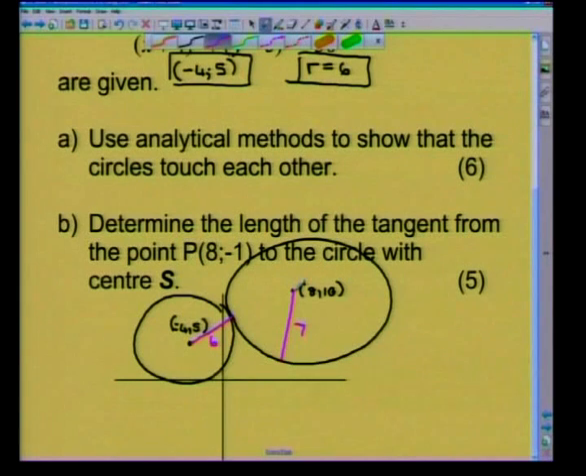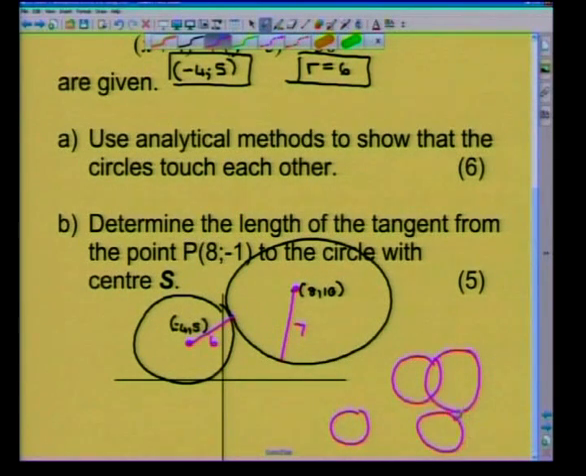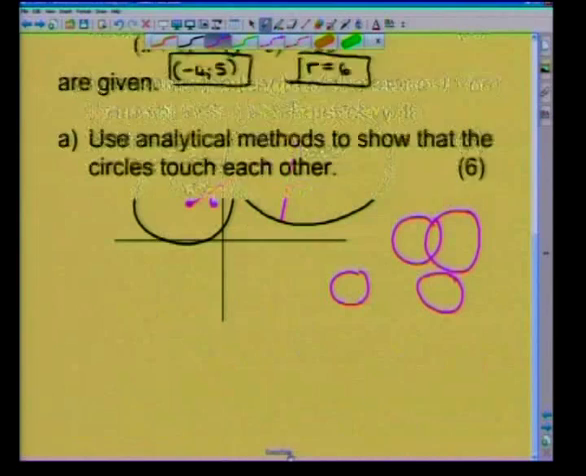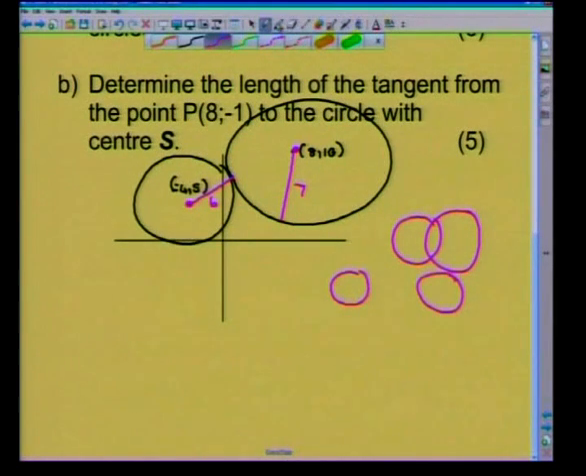Now, if I can show that the distance between these 2 points give me 13, then in actual fact these had to touch. If, however, the distance between them was less than 13, it would mean that the circles overlapped like this, and if it was more than 13, it would mean the circles were doing that. So let's go and see whether it's true or not.